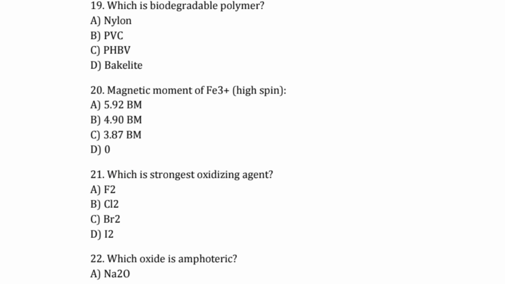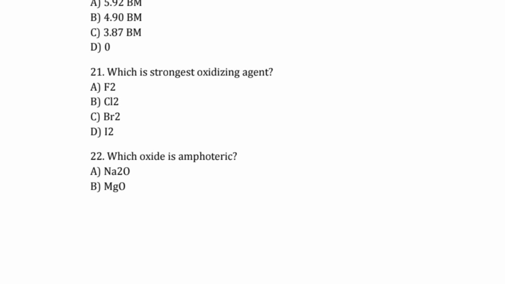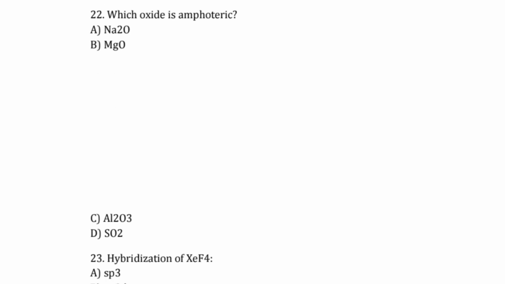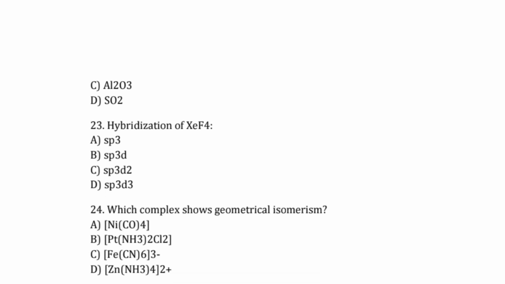Next, which oxide is amphoteric in nature? Right, students? Okay, Na2O, MgO and Al2O3. So we know Al2O3 is the amphoteric oxide which acts as acid as well as base, because Al is present in the 13th group. The elements present in the 13th group play a border role between s block and p block elements.